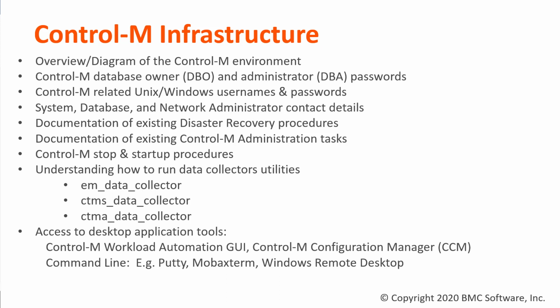Start off by having a diagram or overview of the control environment showing where the various components are installed, the product versions, etc. At a minimum, this should contain all the server components, for example, the Control Enterprise Manager, Control Server, Workload Archiving, etc.